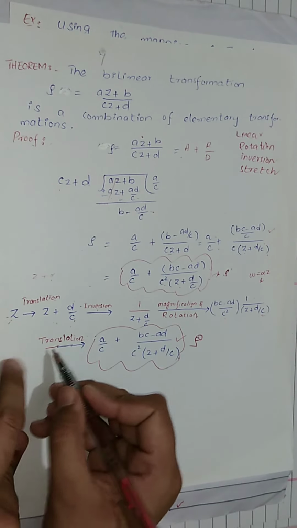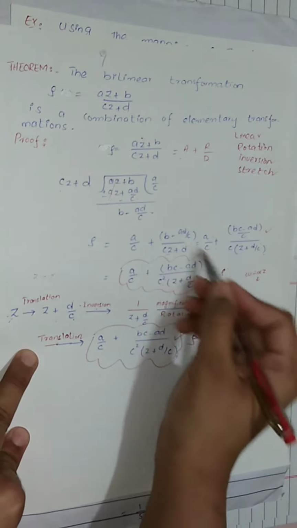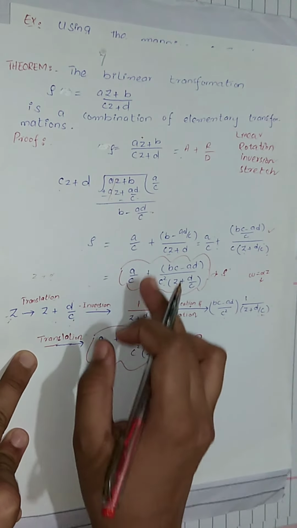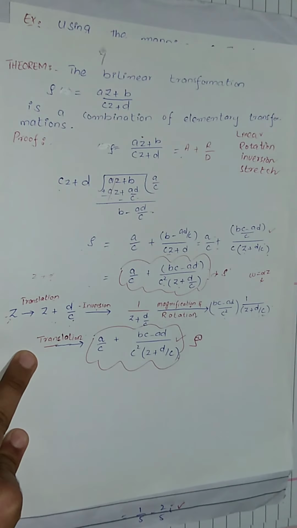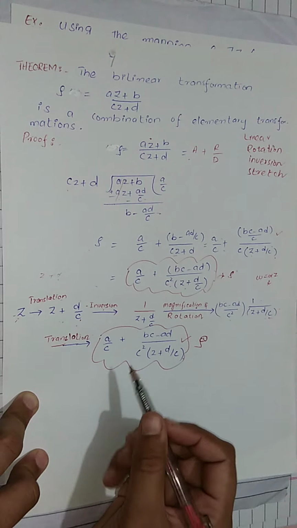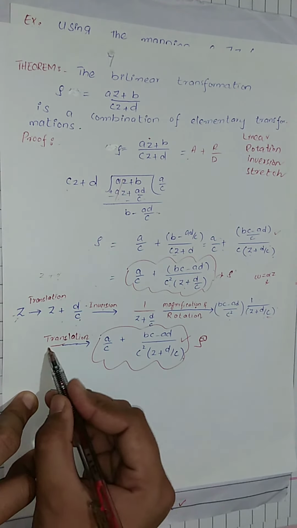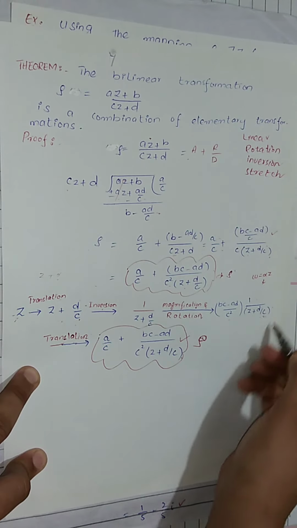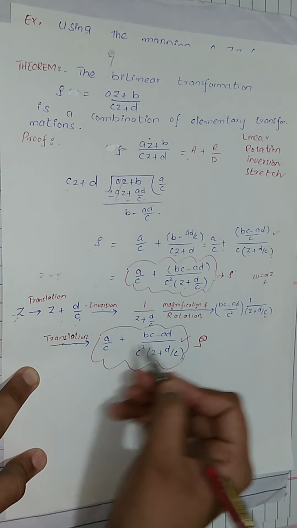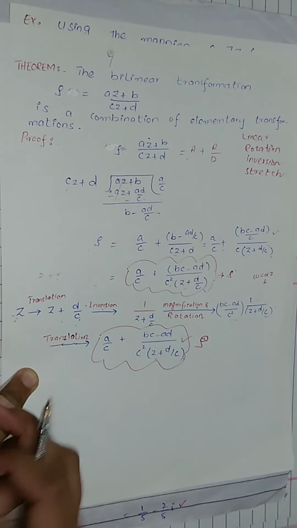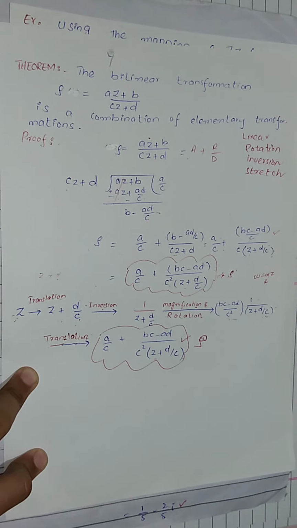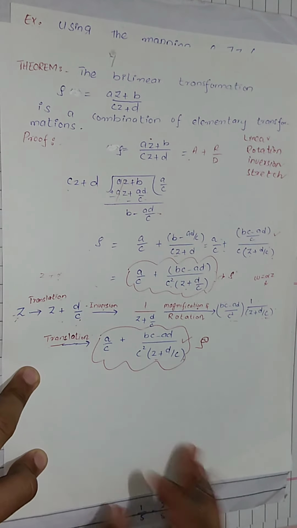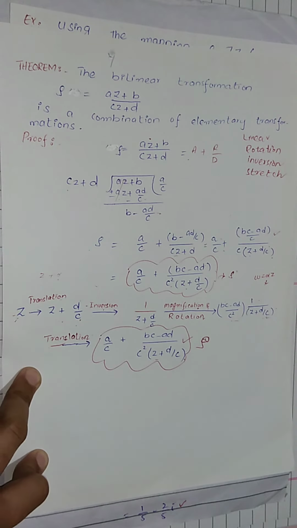Now again we apply on it. Now we want to find this form, so to obtain A by C, we use the translation property. In this mapping, we add A by C. So you can see that first of all we take Z and turn it into the sigma plane. In the next lecture, we will discuss fixed points and relevant examples of bilinear transformations.